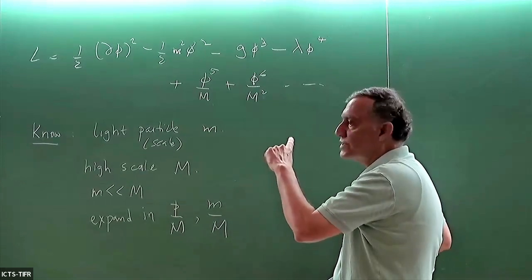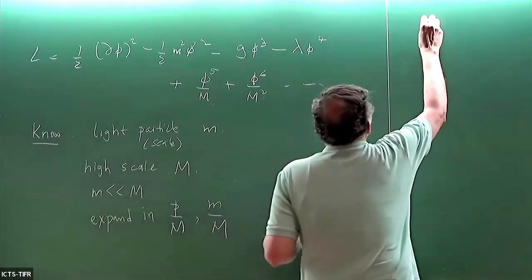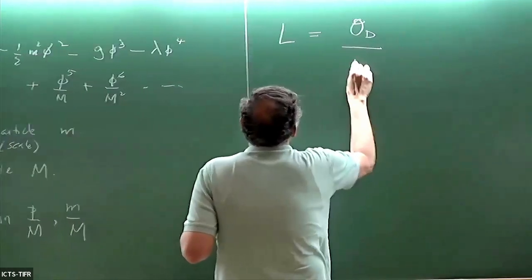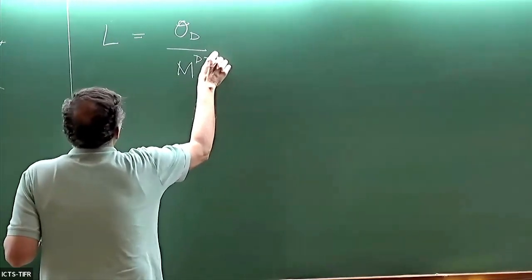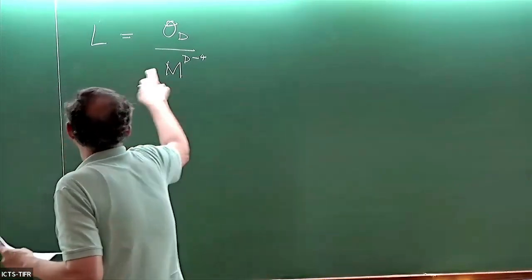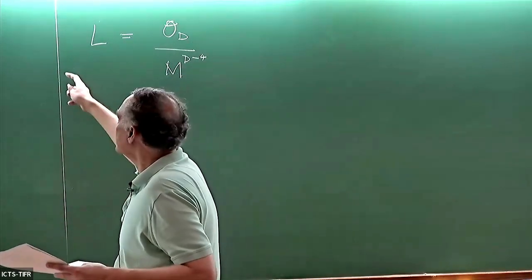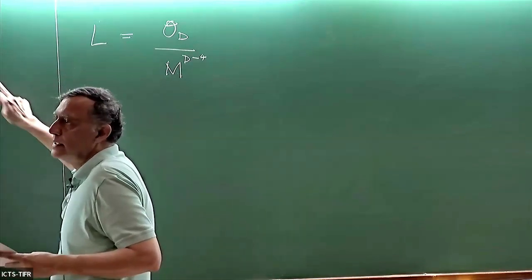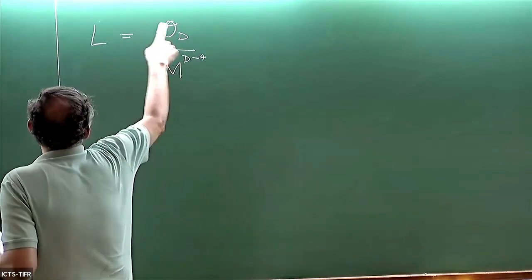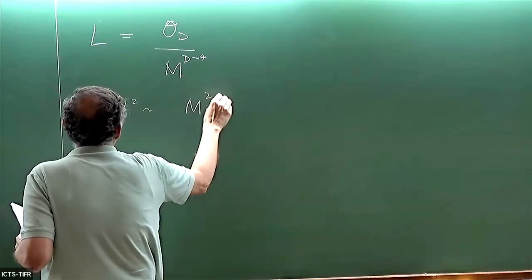Now, for scalars, the argument would be that an operator of dimension capital D must have M to the capital D minus 4 in the denominator. So dimension 5 has one M, dimension 6 has two M's, etc. Okay, so that's so that the Lagrangian has net dimension 4. But if you look at this Lagrangian, phi to the 4 has a coefficient of order 1, which is consistent with this. But if you followed this power counting, you would say that m squared phi squared should really be big M squared phi squared.